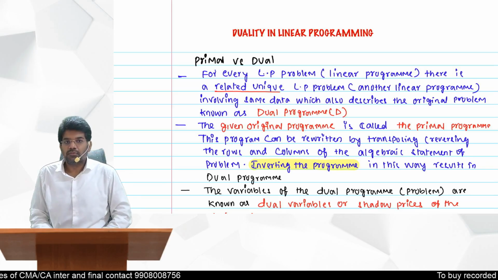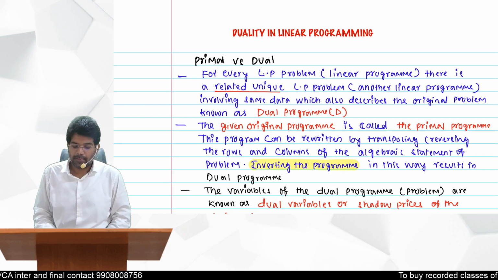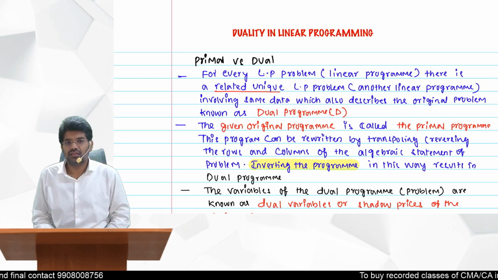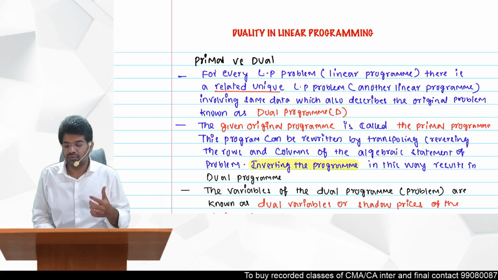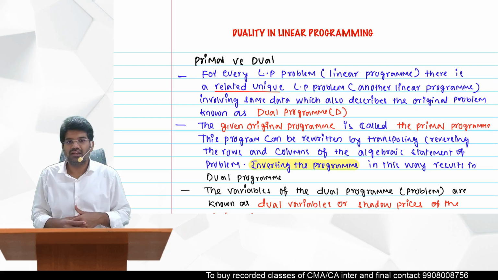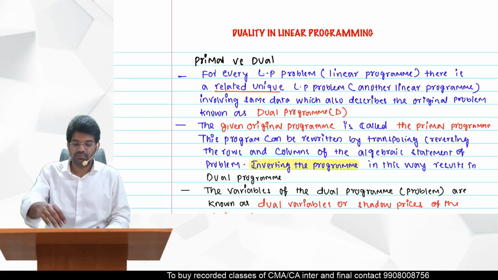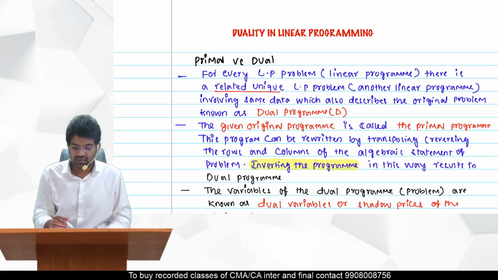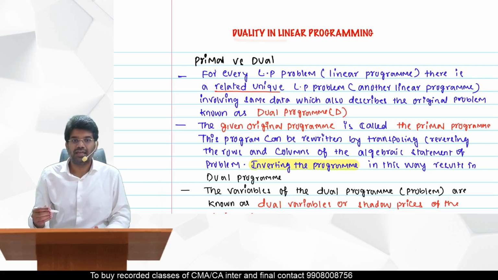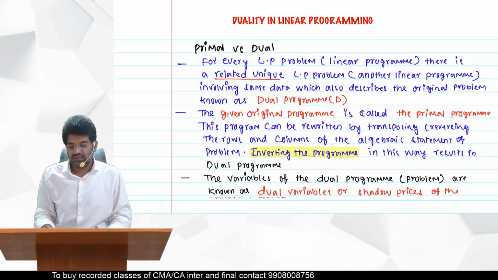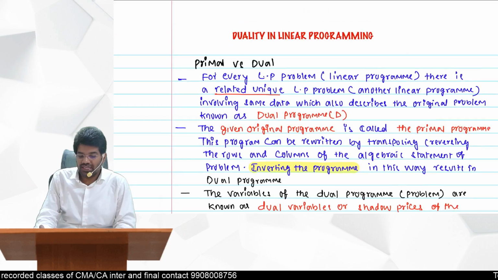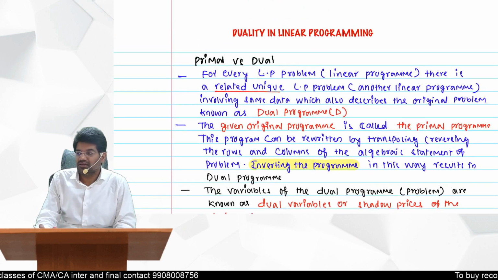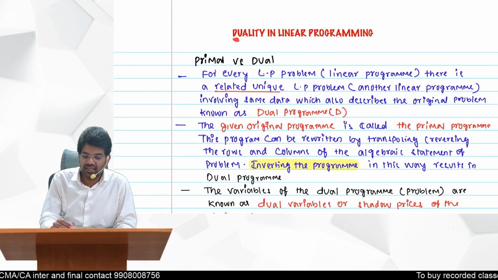In the linear programming topic, another important one, the last one: the first one is formulation, the second one is solution methods, and the third one is primal and duality in linear programming. This is also very important for MCQs and even for short questions. So what exactly is primal and dual? What is duality in linear programming?